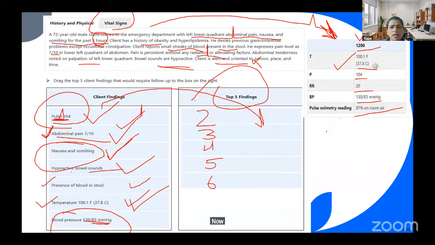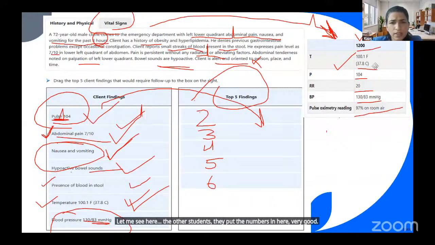Now let me see what other types of questions are in here for me. Yeah, that's what it sounds like, Gulfam. And let me see here. The other students, they put the numbers in here. Very good. Okay, there you go. You got the answer as well, Muhammad. Okay, Jatinder ji, let me check your answer too.